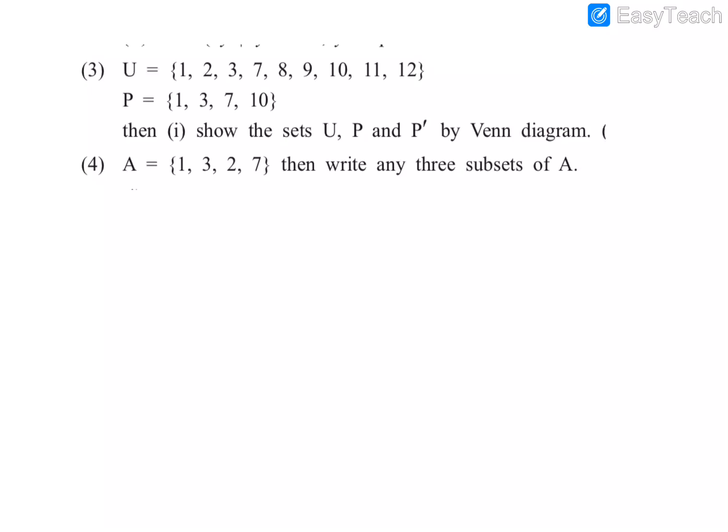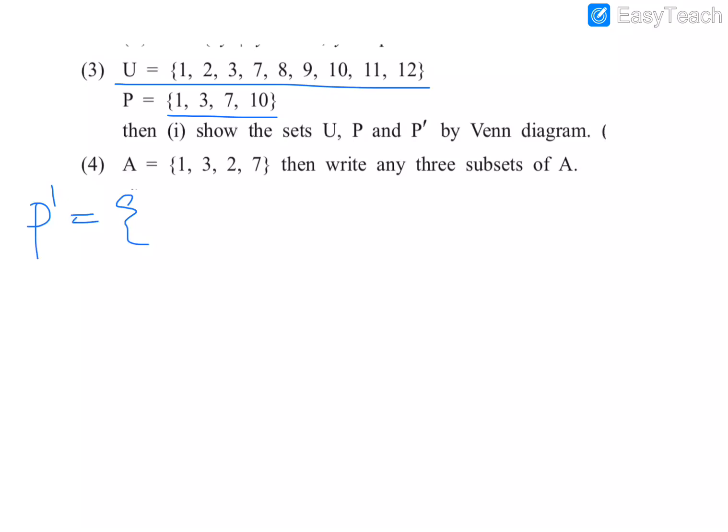For that, first we should find P complement. U and P are given, universal set, and a set P is given. So we can find its complement of this set P. So P complement will be the set of elements which are in U but not here. So those elements which are not here but in U, that will be the set of P complement.